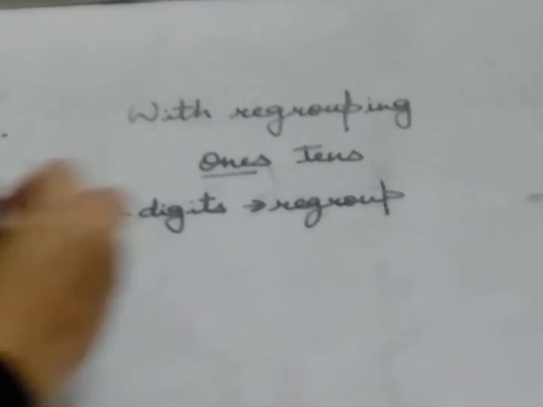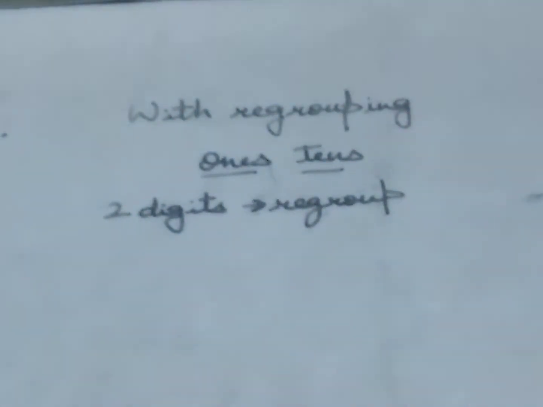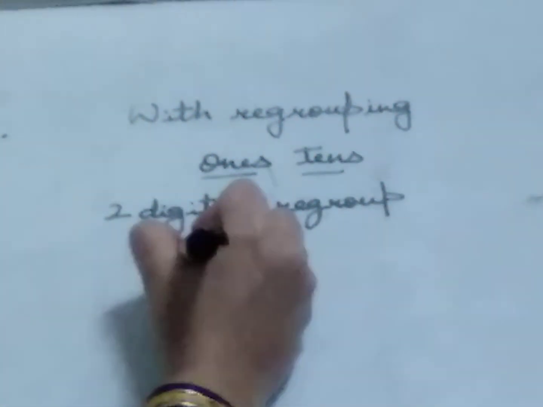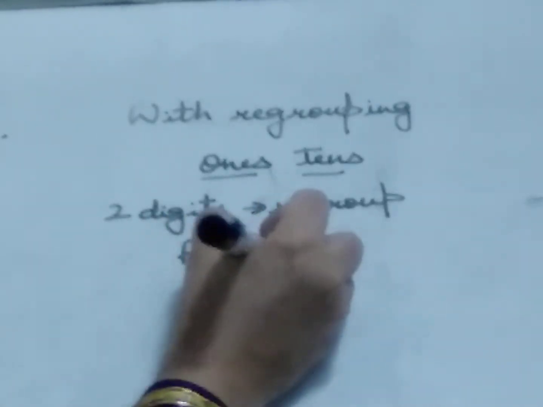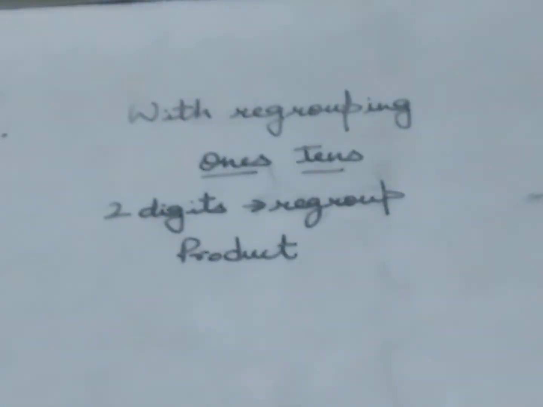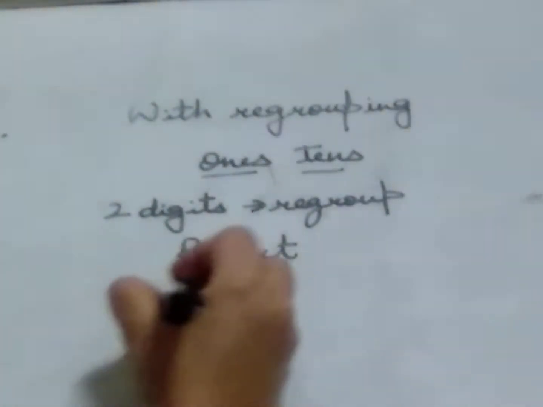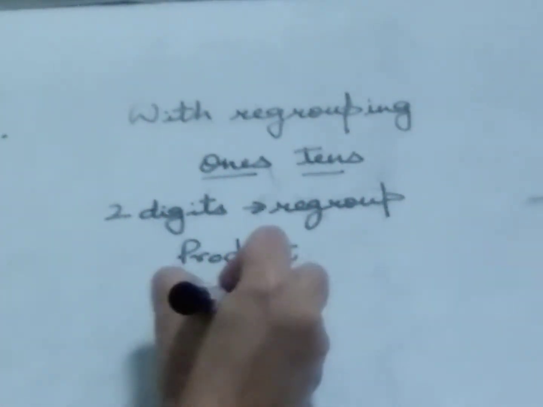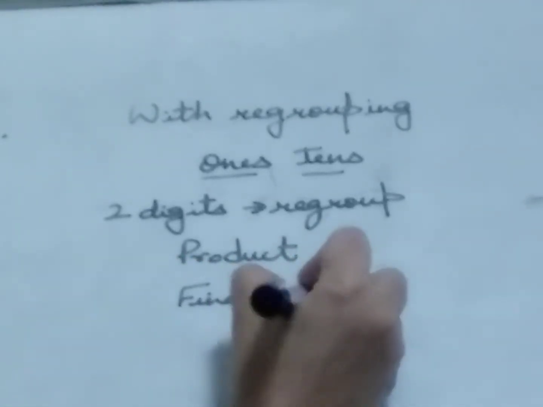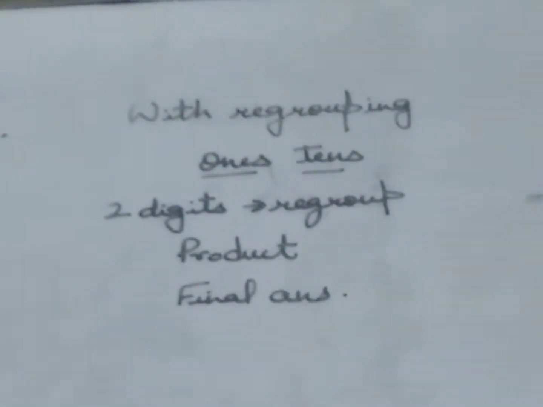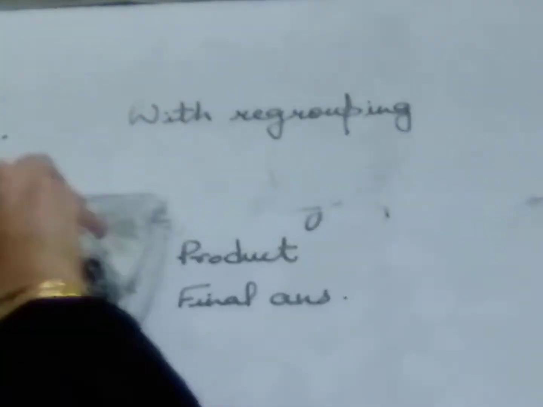Now multiply the tens and get the product. Add the carryover to the product of the tens and get the final answer. We are going to better understand this by some examples. Let us do them.